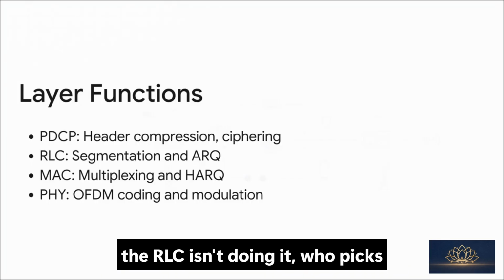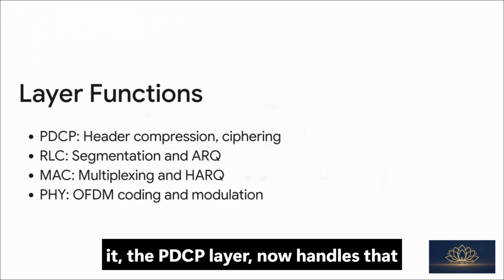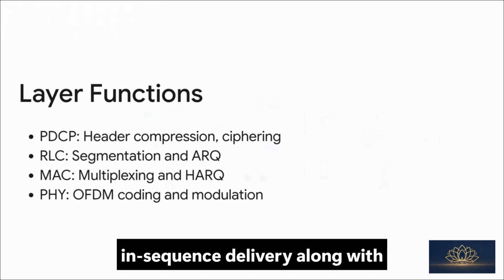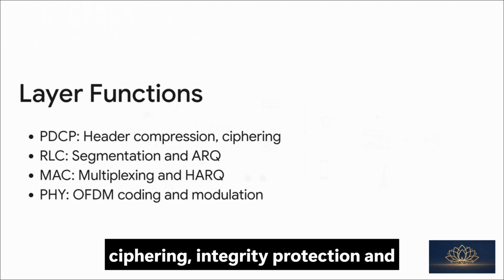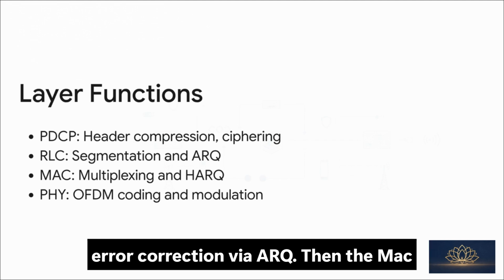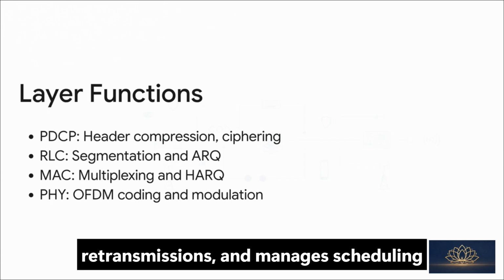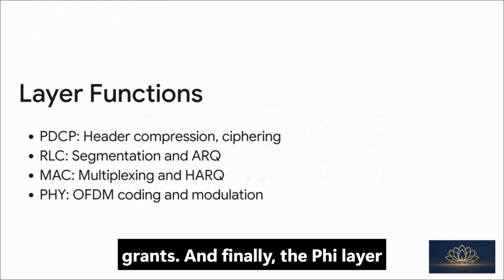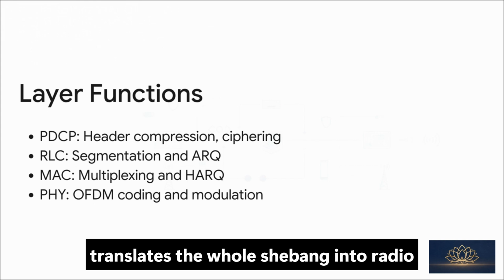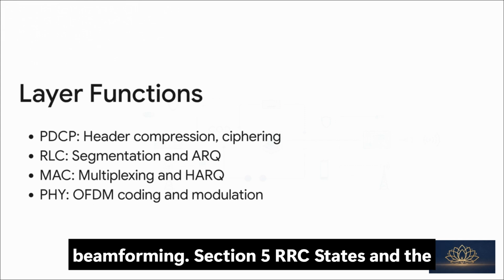So if the RLC isn't doing it, who picks up the slack? The layer right above it, the PDCP layer, now handles that in-sequence delivery along with ciphering, integrity protection, and header compression. Below that, our newly streamlined RLC handles segmentation and error correction via ARQ. Then the MAC layer takes those logical channels, multiplexes them, handles HARQ retransmissions, and manages scheduling grants. And finally, the PHY layer translates the whole shebang into radio waves through OFDM coding, modulation, and beamforming.